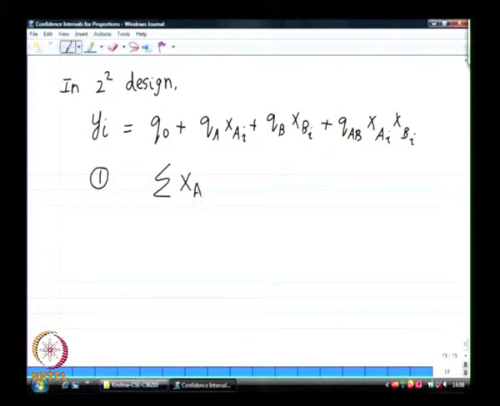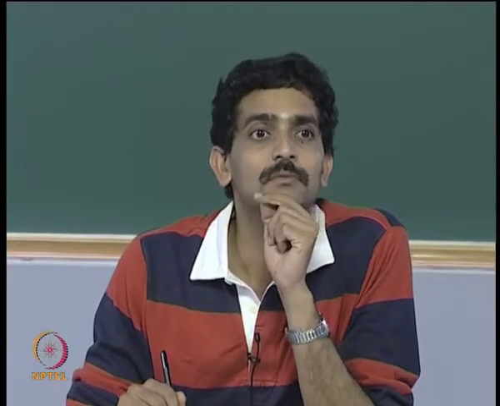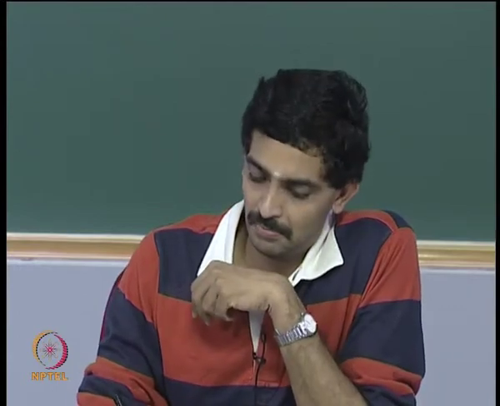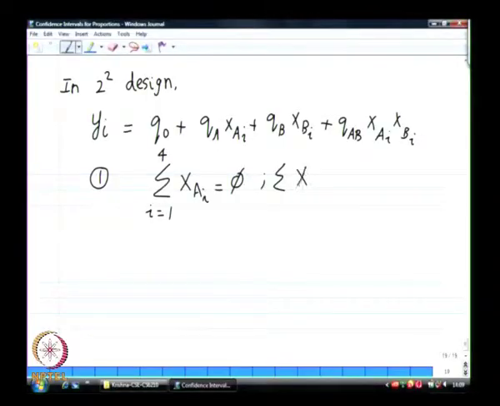If you look at xai across all the 4 rows, right, what is that summation equal to? Sorry, this is across a column, right. So across all the 4 rows in a given column, what do all the xai's add to? 0, and so does xbi also add up to 0, right. And the xai bi column also adds up to 0, right. That is the observation from the table.